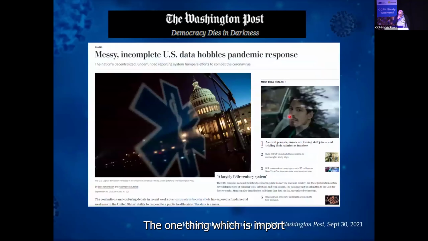Yes. The one thing which is important: the data, it affects everything. Messy, incomplete US data hobbles pandemic response. Title from the Washington Post. And one doctor said, we are flying blind.